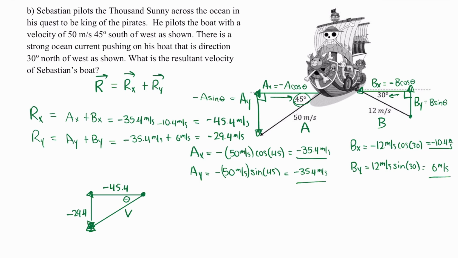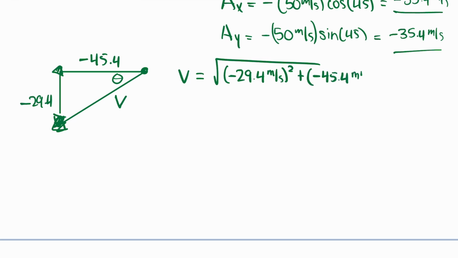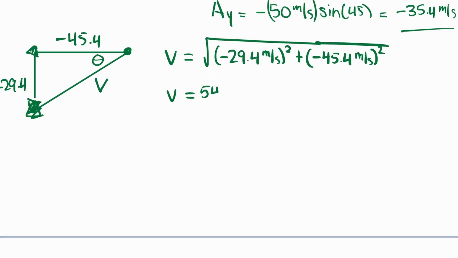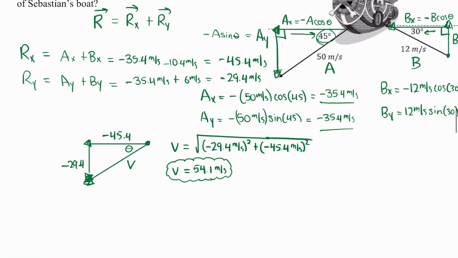So to find the magnitude of this vector, I'm going to do the Pythagorean theorem. The square root of negative 29.4 meters per second squared plus negative 45.4 meters per second squared. Leave this for your calculator. It's going to output 54.1 meters per second. So that is the magnitude. That is how quickly this boat is moving, at a rate of 54.1 meters per second.